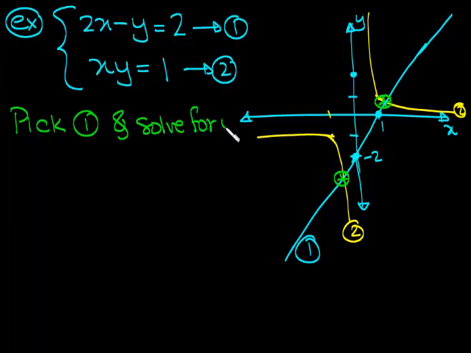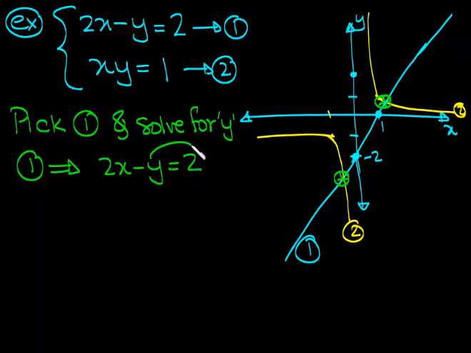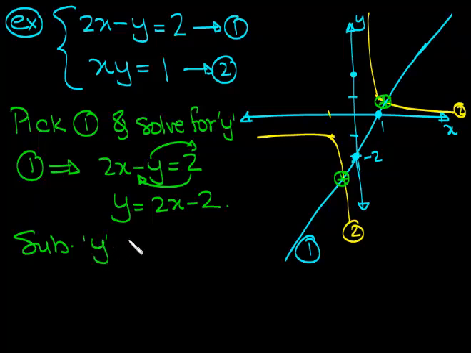I'm sorry, solve for y. So what does 1 become? So let's write down 1. It is 2x minus y is equal to 2. So I'm going to move the y here and the 2 on the other side. So we get y is equal to 2x minus 2. So now I know y. So what do we do next? We substitute y into the other equation, so into 2.